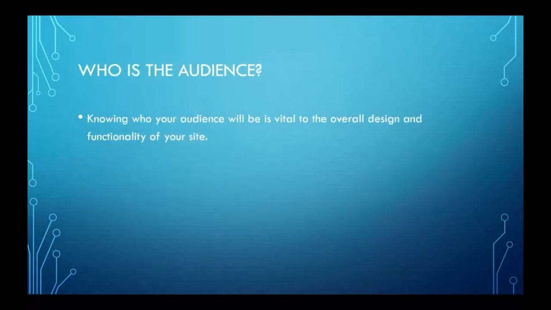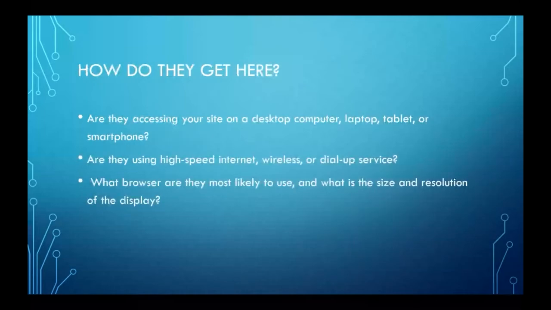Now, by knowing your audience, this lets you know what the overall design should be, and the functionality of your site. So for example, if you're designing for children, you would want to design something with a lot of bright colors, some animation, whereas if you're designing for older people, it may be something where you have larger font sizes. So by knowing your audience, you'll know what the overall design of your website should look like.